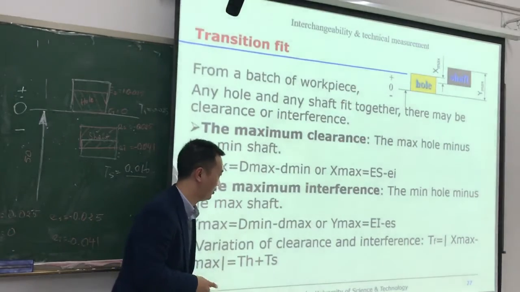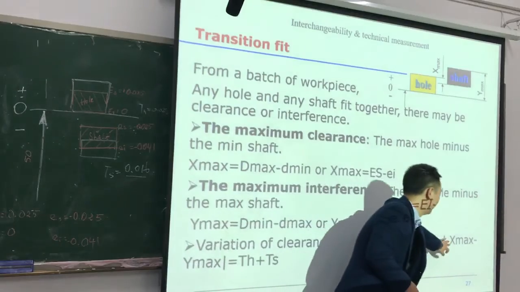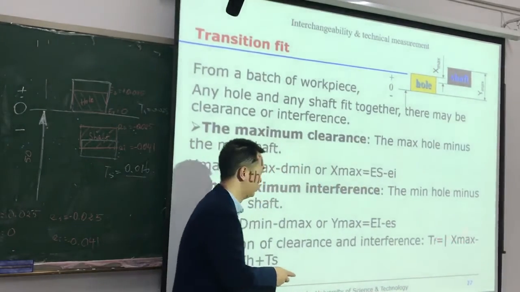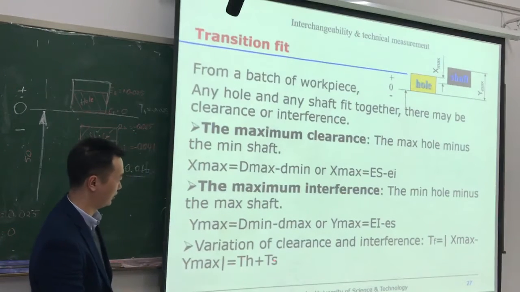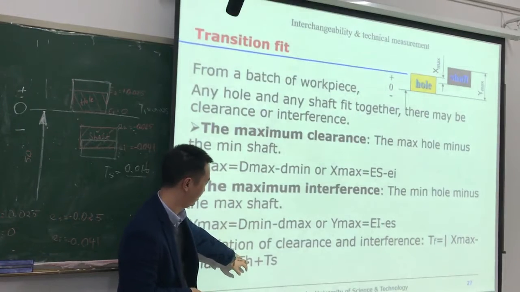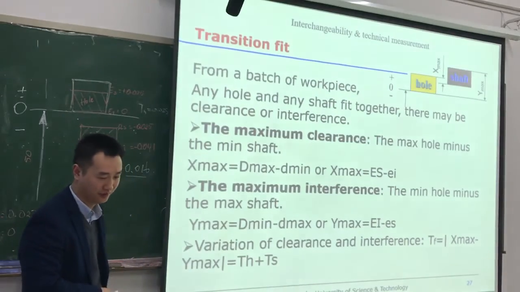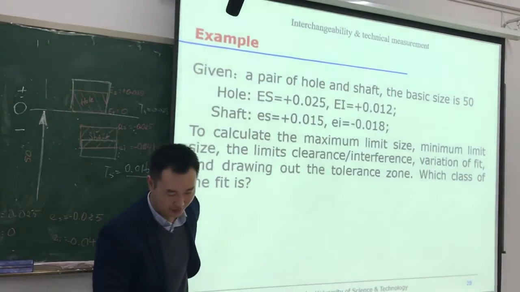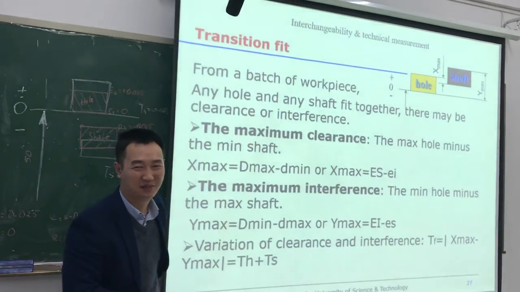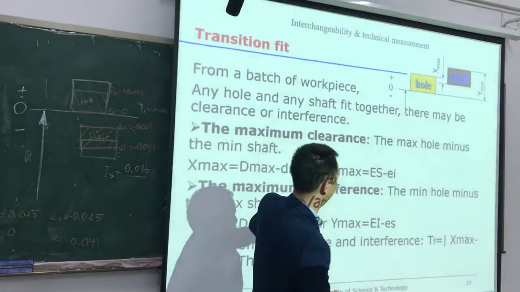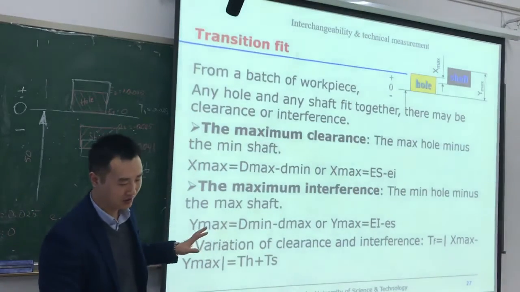And the variation of the clearance and interference equals the maximum clearance minus the maximum interference. It is also the same as the tolerance for the hole plus the tolerance for the shaft. So it must be a little bit confusing now. But illustrated by one or two examples, you will grasp it.